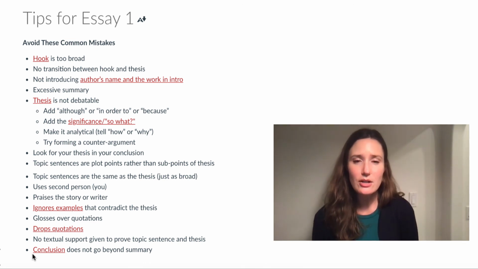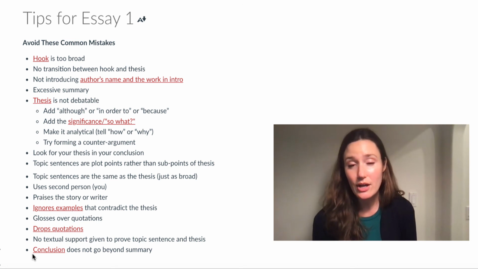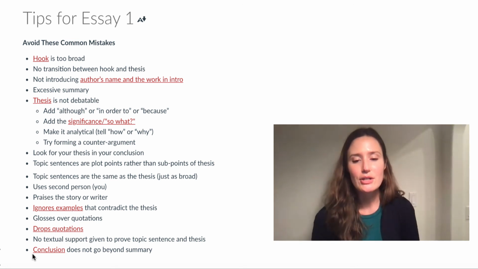And also don't be discouraged if you get a grade on your first essay that you're not happy with. There's still plenty of time to grow and improve throughout the semester.